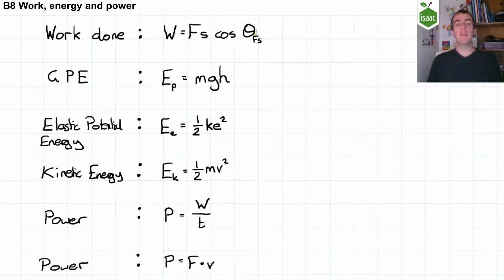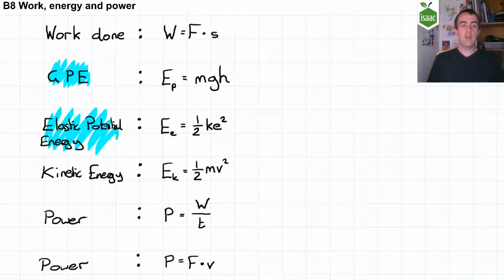And this way you'll see that if the angle between them is 90 degrees, cosine of 90 degrees is 0, and so this equation gives 0. No work is done. But if the angle between them is 0, then cosine of 0 is 1, and so we get the maximum. You'll also notice that if the force and displacement are in opposite directions, then the work done is negative.